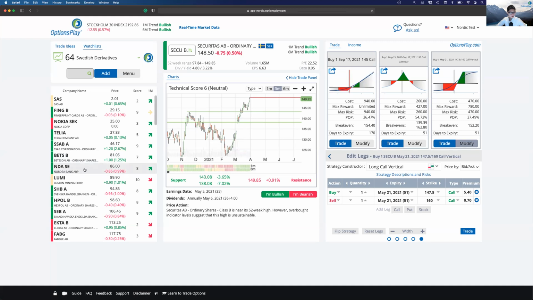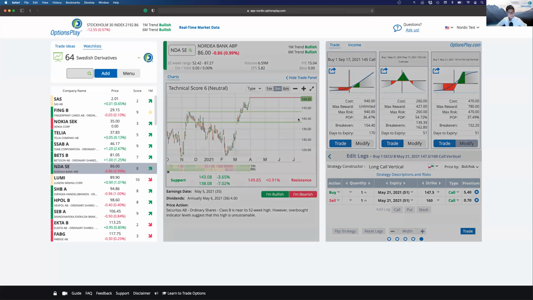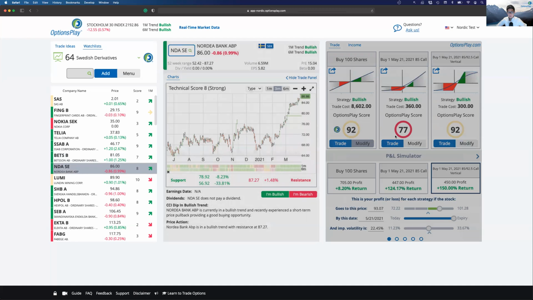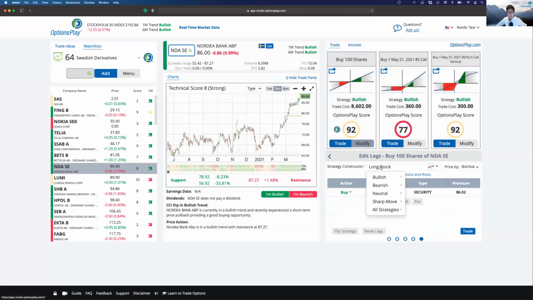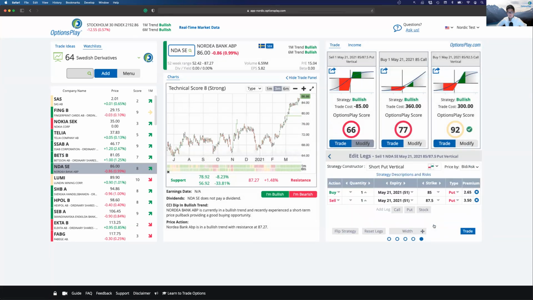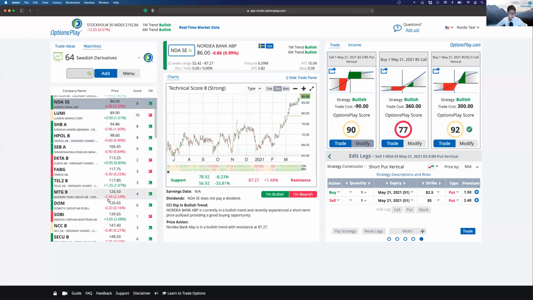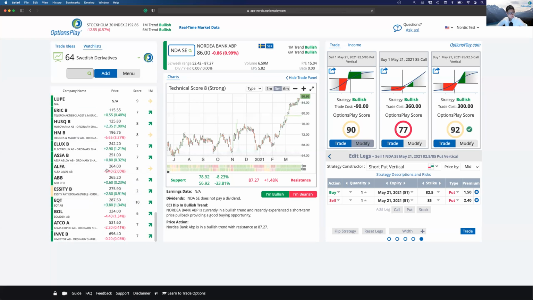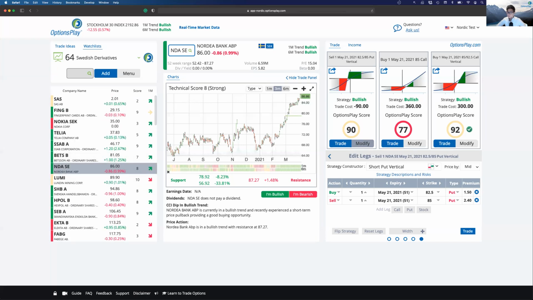So then if you want to sell a credit spread on Nordea, you click on it, you can click on modify, and you can select a short put vertical here. If you want to sell a credit spread here on Nordea, you'd be able to see, selling the May 85, 82 and a half put spread will collect 90 crowns in this particular case. So go to watch list, sort by price, and then just look at the stocks with a lower price rather than the ones with the very high prices.